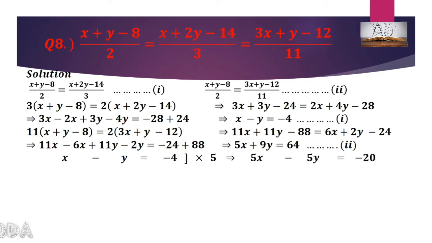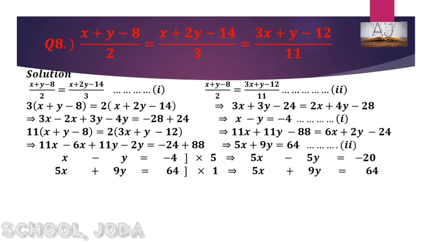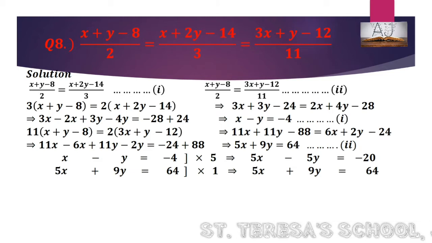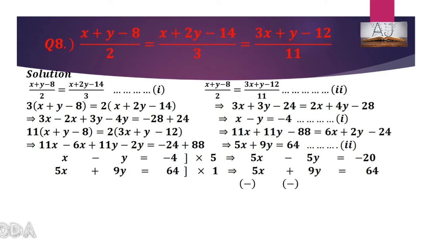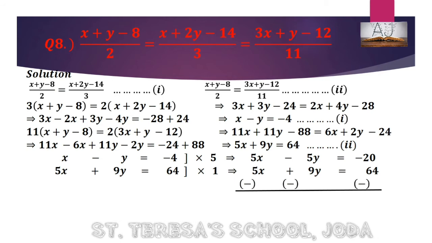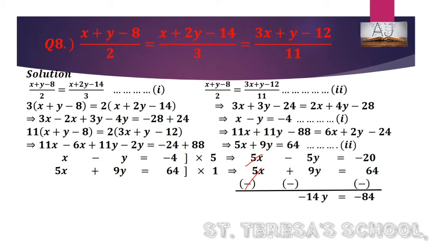Now you have to solve both of them in the same way. We write both the equations one below the other and make one of the terms equal. Here I am making x equal. You can see the first one is only x, so multiply by 5, and the second one is 5x, so multiply by 1. After multiplying I get 5x minus 5y equal to minus 20 and 5x plus 9y equal to 64. We have to change the signs, I mean to say we have to subtract. Then plus 5x and minus 5x get cancelled.